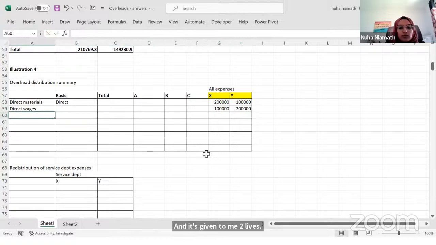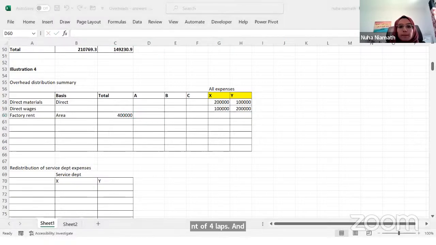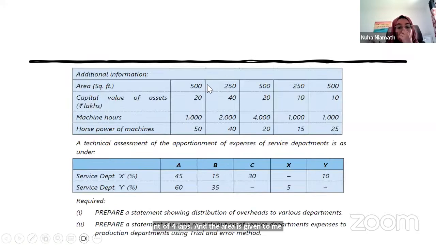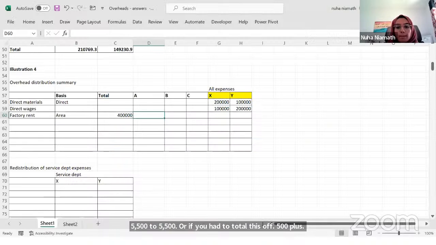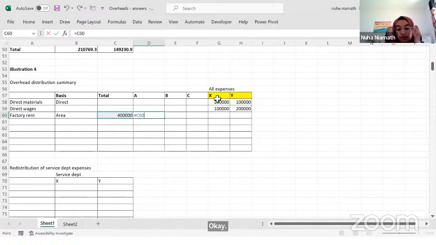Okay, now we go into factory rent. Factory rent is to be divided by the area. We have a total amount of 4 lakh, and the area is given to be 500, 250, 500, 250, 500. So if we had to total this up, 500 plus 250 and so on, 2000, correct? Into 100. Thank you, Aman Krishna, thank you for that.